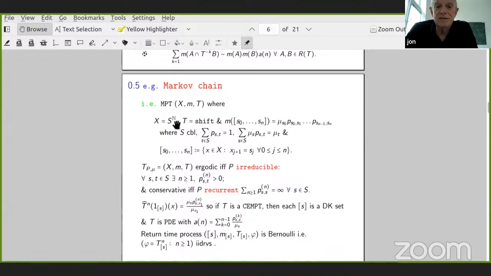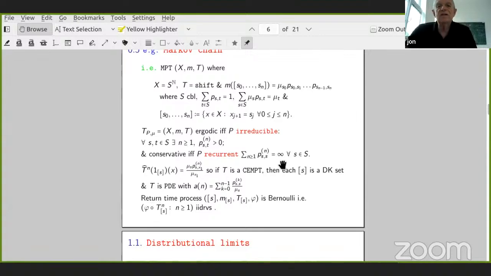I took the one-sided shift, so it could be ergodic and dissipative. It's conservative if P is recurrent. In other words, the expected number of returns to states is infinite for every state. Anyway, you can calculate the transfer operator of being at a certain state at time 1. It's actually constant on the set S. And so each cylinder like this is a Darling-Kac set. And T is pointwise dual ergodic with the return sequence of this form.